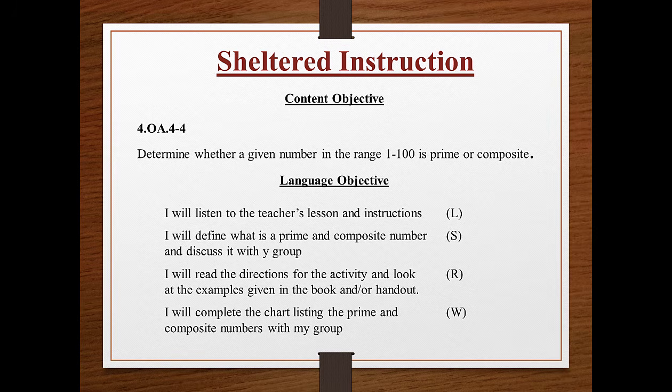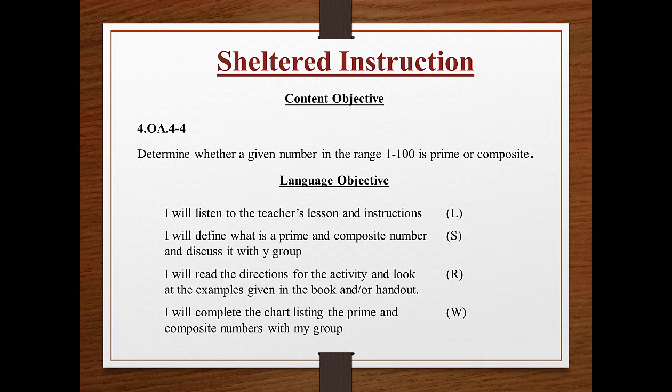As a quick review, let's see how we would develop a content objective and a language objective for a particular lesson. First of all, look at the content objective. Directly from the Common Core standard, 4.OA.4.4 says determine whether a given number in the range 1 to 100 is prime or composite. First thing you do is change it into a student-friendly format. I will be able to decide whether a number between 1 to 100 is prime or composite.